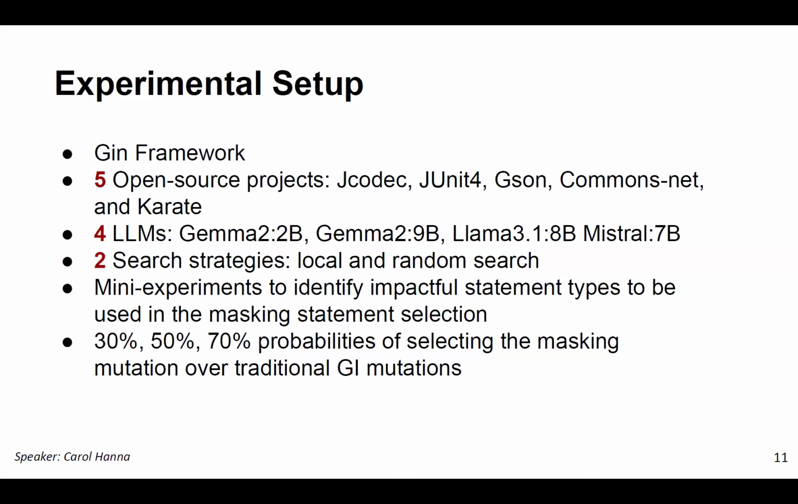And our benchmark consisted of 5 open source projects: JCodec, JUnit, JSON, CommonsNet, and Karate. And these projects, again, were used in previous work. We used them so that we can directly compare.